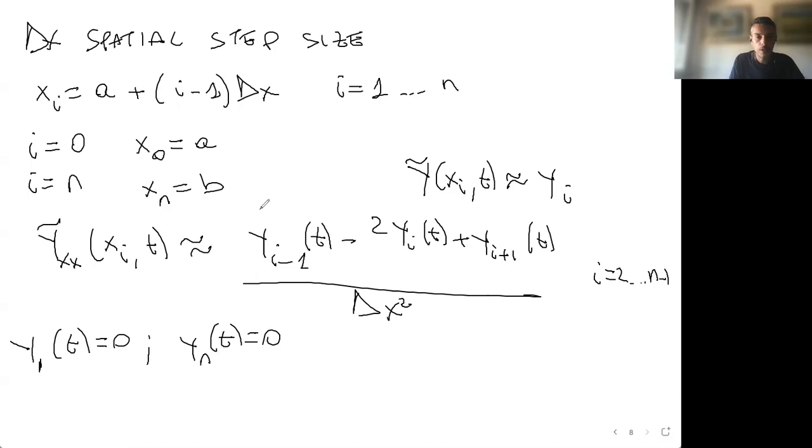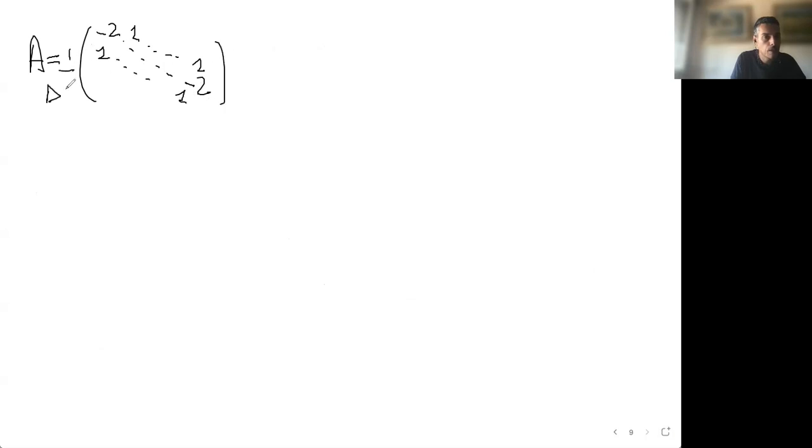Okay, actually, what one can see from this approximation is that we might approximate the second derivative using a compact notation, where the matrix A is given by a tridiagonal matrix, where we have -2 on the diagonal, and we have 1 in the upper diagonal and 1 in the lower diagonal. This is multiplied by 1 over delta x squared.